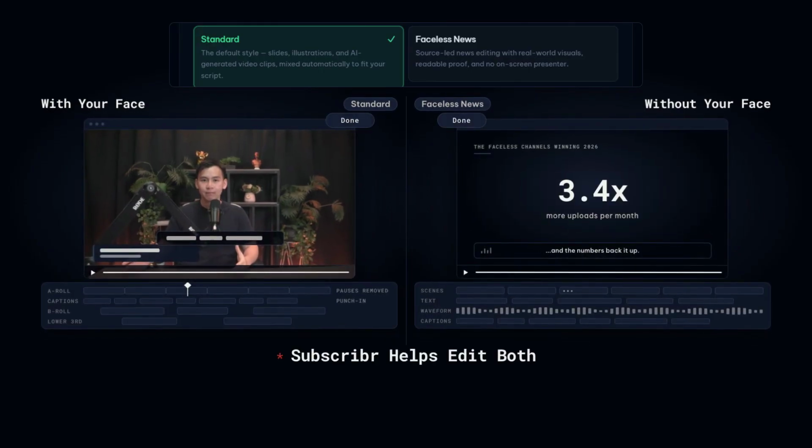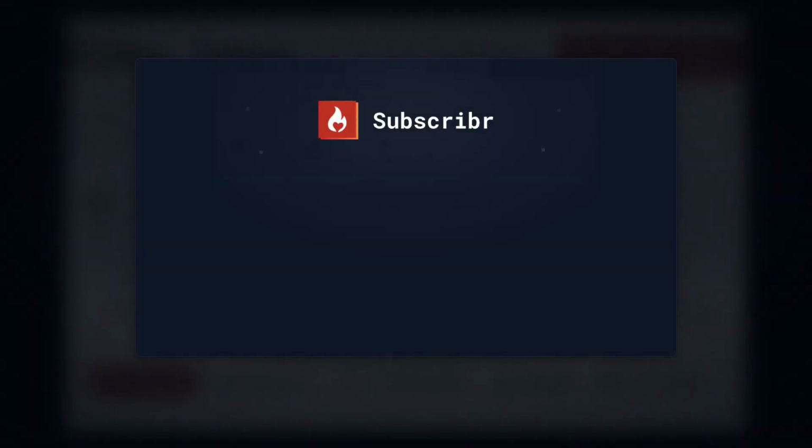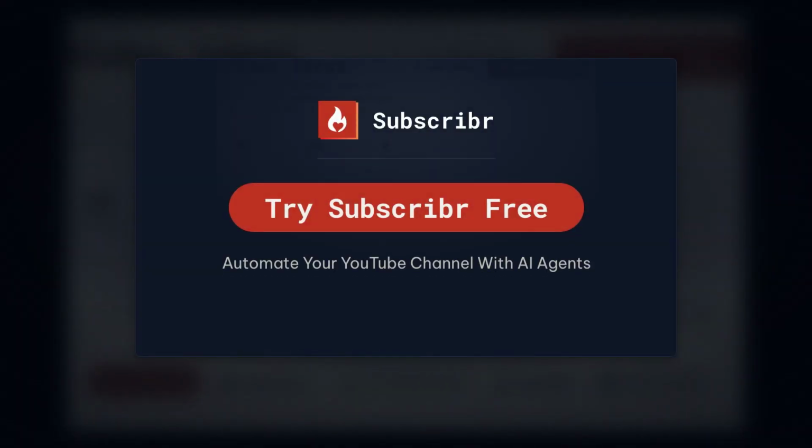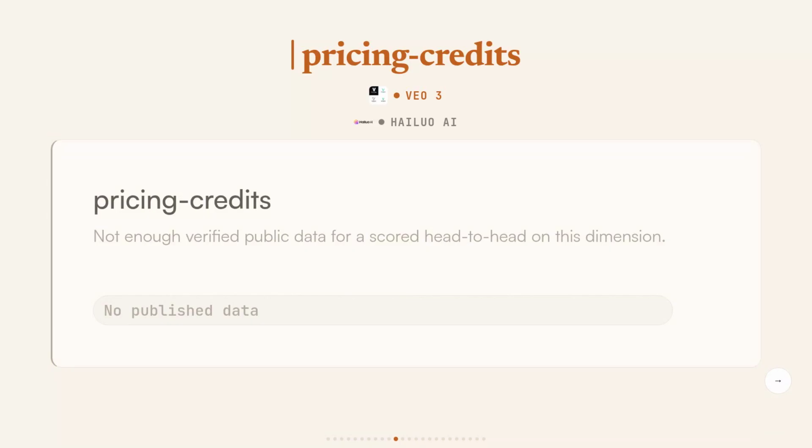I pulled the numbers straight from the API pricing pages. Hailuo AI is 15 cents per second, Veo 3 is 40 cents per second. For a 10-second clip, that's $1.50 versus $4.00, and Hailuo is 62.5% cheaper for the same duration of video, which makes it the obvious pick for anyone literally hammering the API with iterative work.